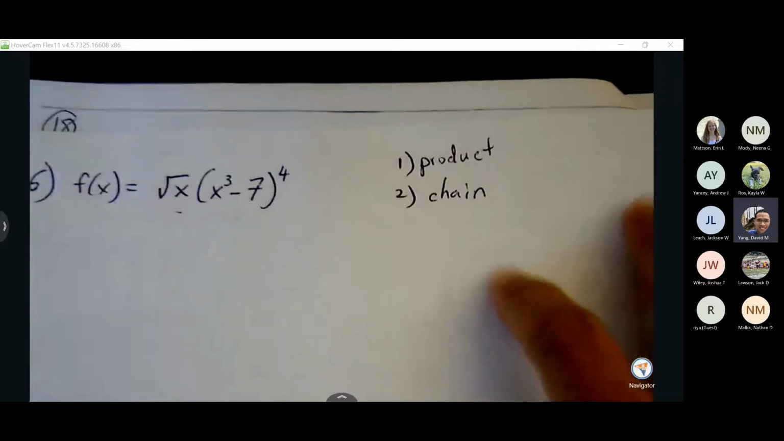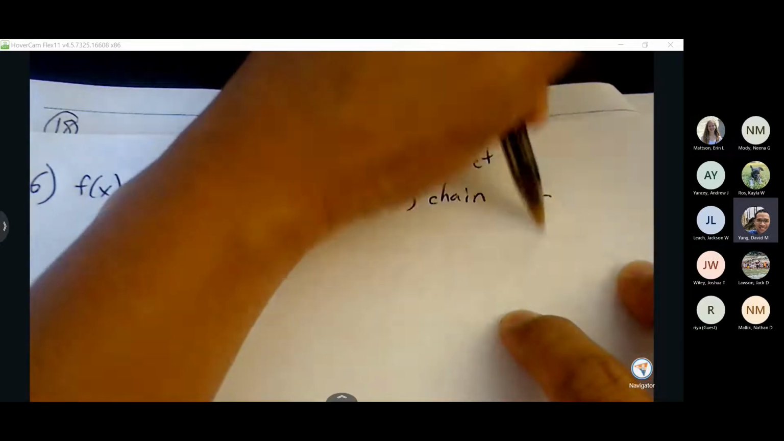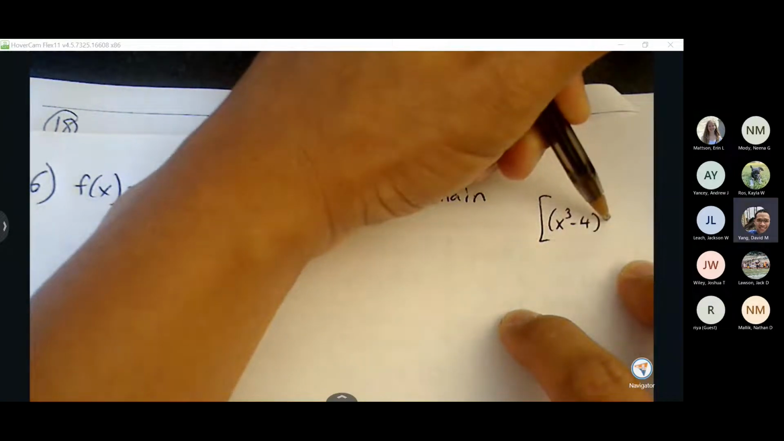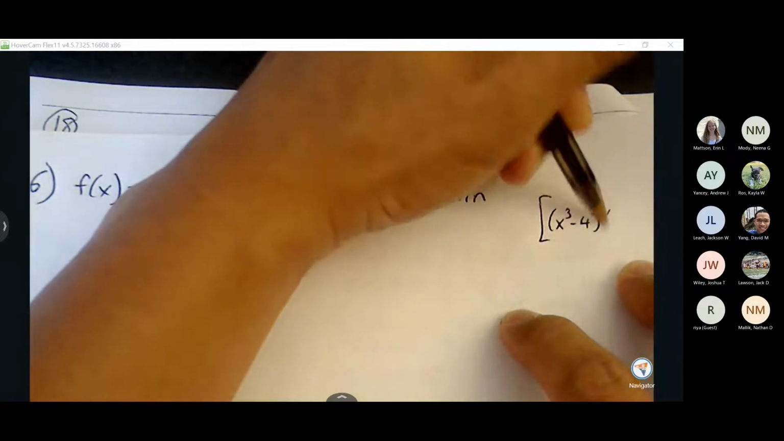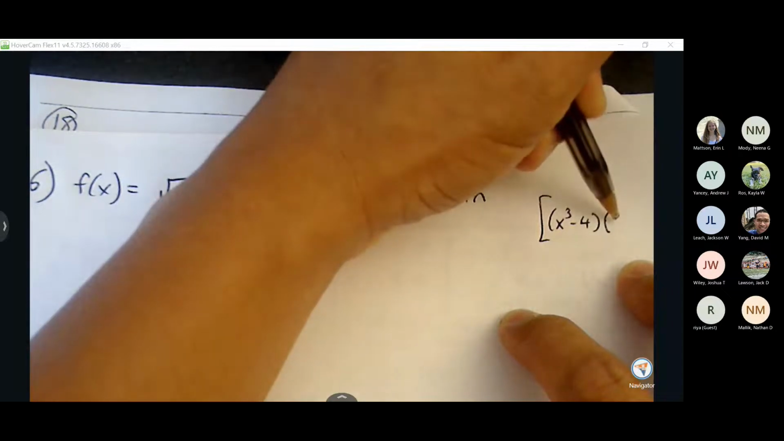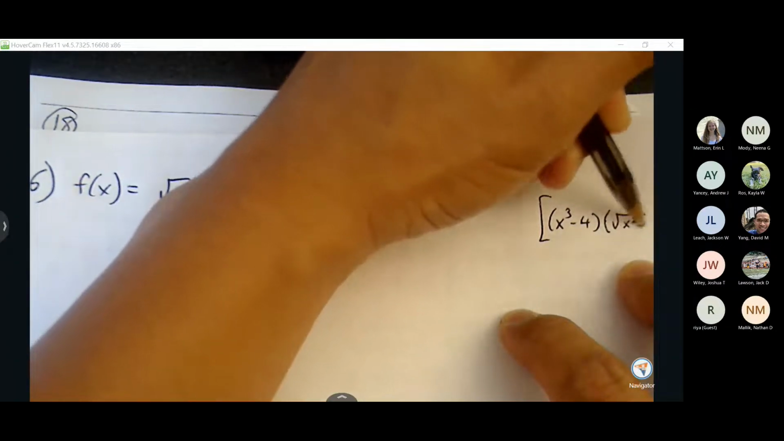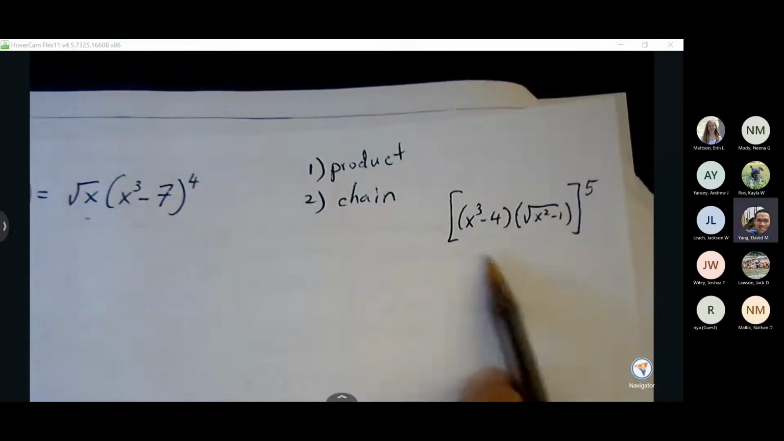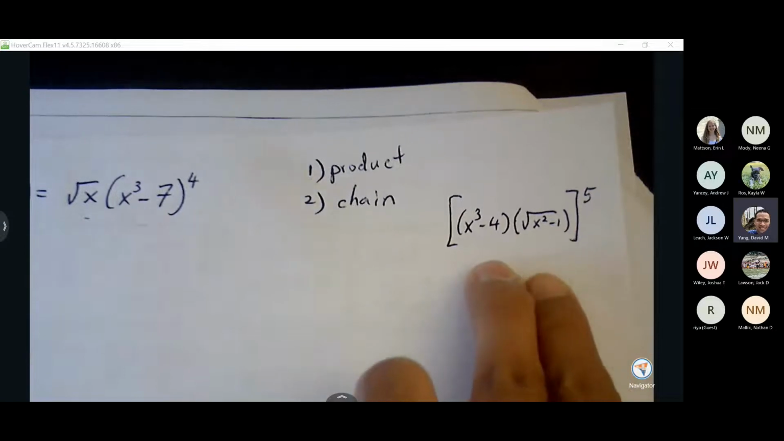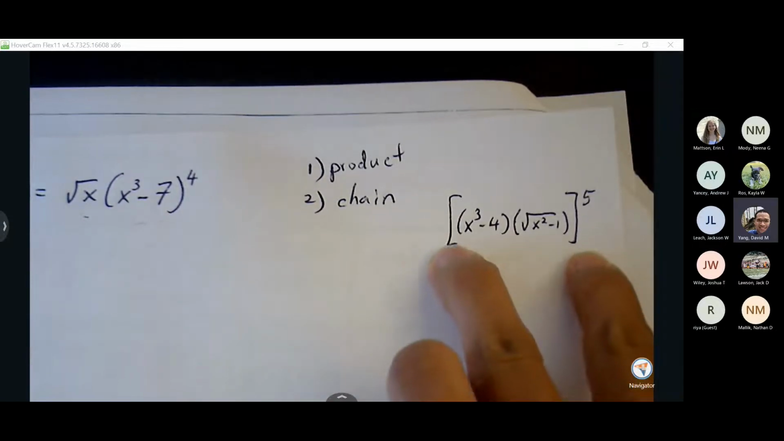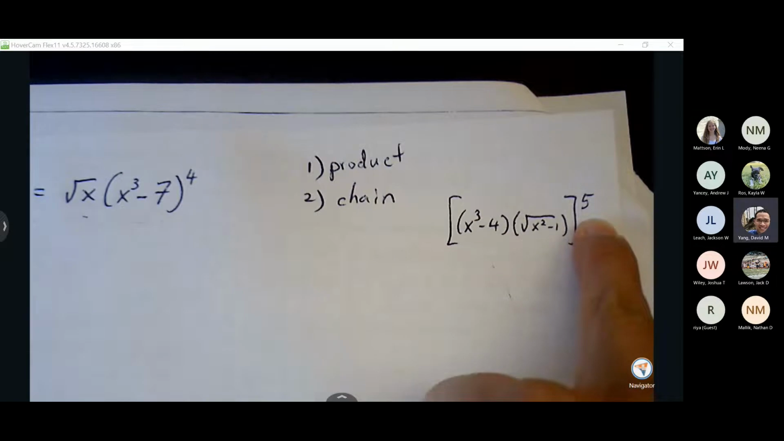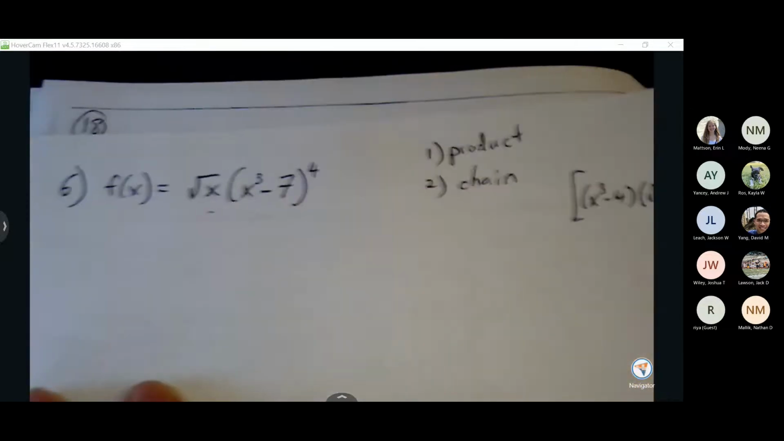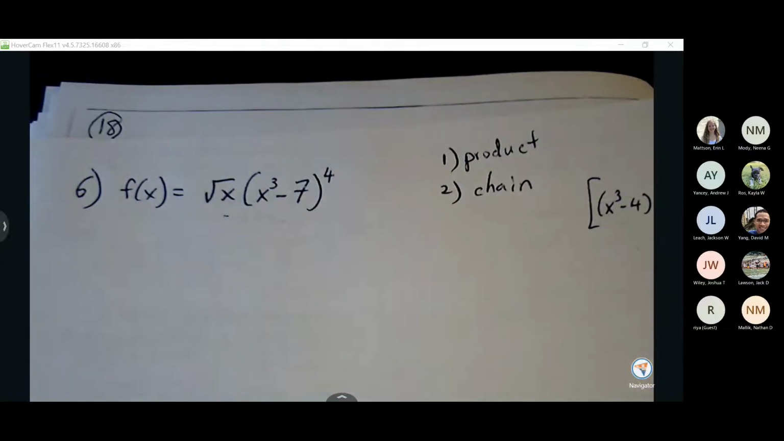So something that would be over everything would be something like this one. This would be an indication where I see product rule and I see chain rule, but you see parentheses over the entire problem. This is chain rule first, followed by product rule. Okay. Here, product rule is going to come first.